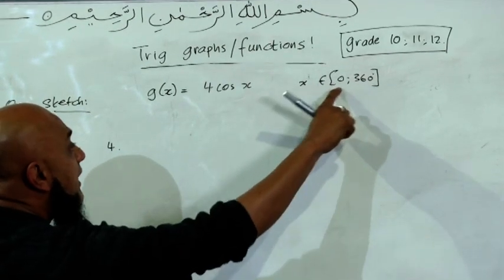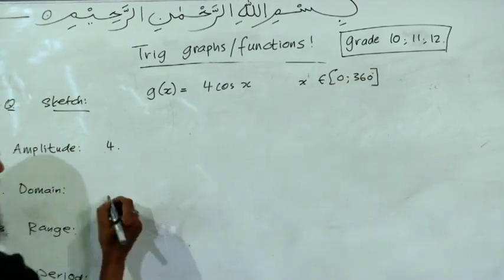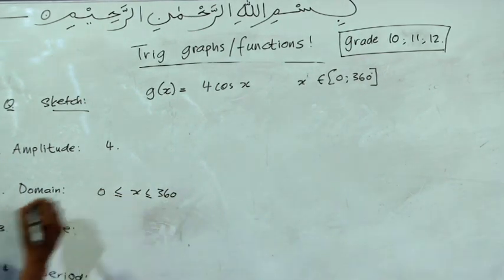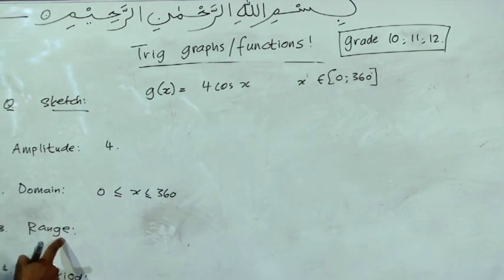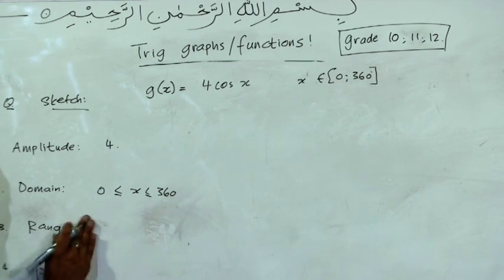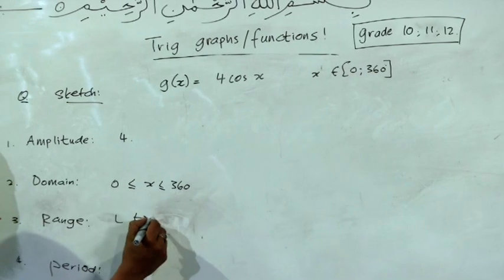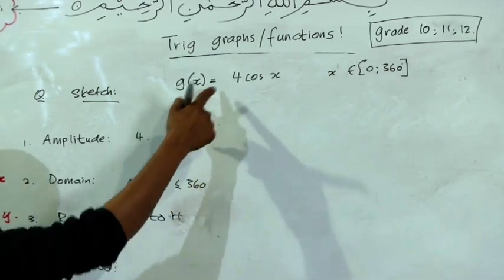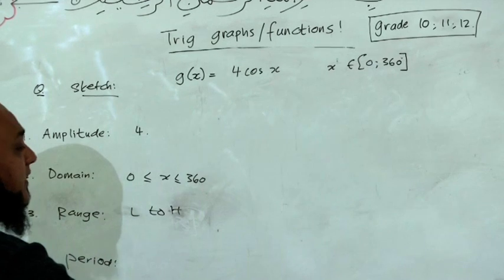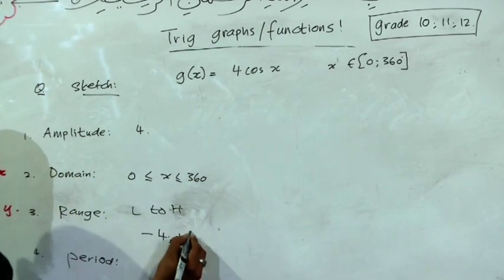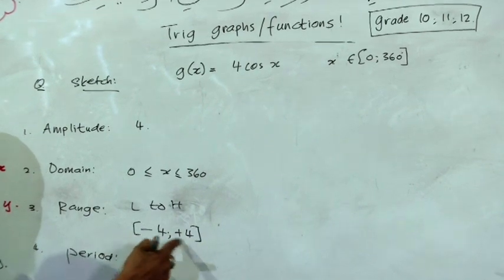What is the domain? The domain, where will the graph lie? Between how many degrees? There we go. From x less than or equal to 360, but greater than or equal to 0. What is the range? We said highest to lowest, or in fact, lowest to highest. If the highest is plus 4, the lowest will be minus 4, so it will be from minus 4 to positive 4. And we put a square bracket because these numbers are included.